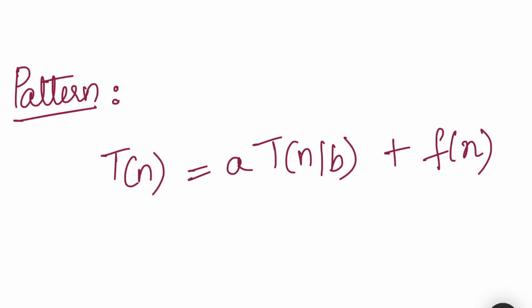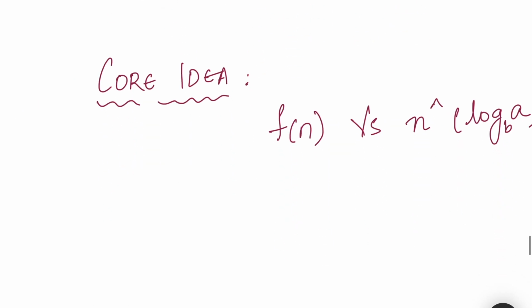T(n) = a * T(n/b) + f(n), where a is the number of recursive calls, n/b is the size of each subproblem, and f(n) is the extra work done outside recursion, like merging, looping or printing. So if your recursion looks like this structure, then Master Theorem can be applied. Now let's jump into its core idea.